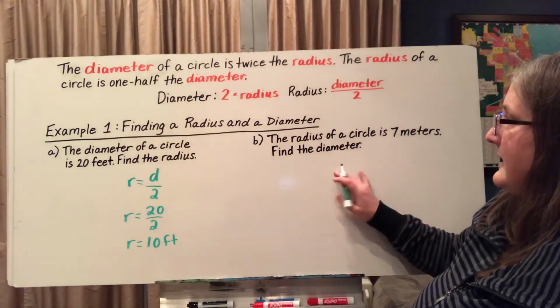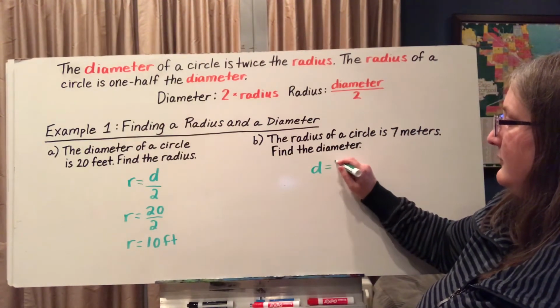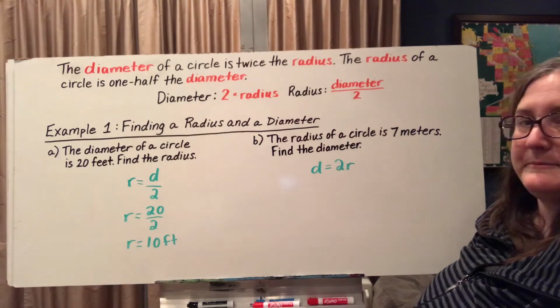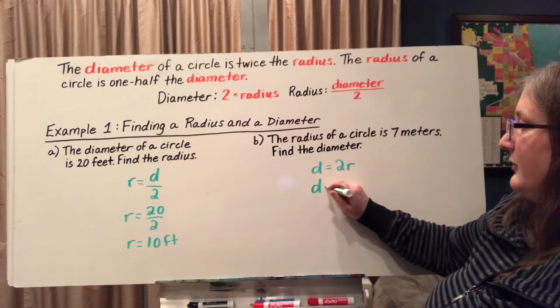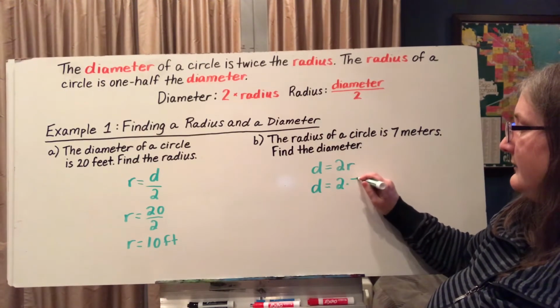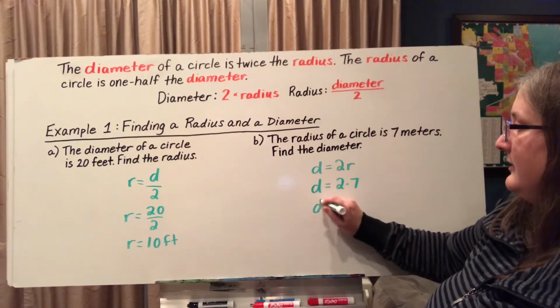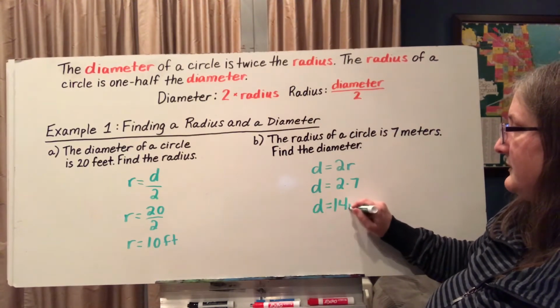Here I'm looking for my diameter, so I'm going to use my diameter formula. The diameter is the length of 2 radiuses. In this case, 2 times 7, so my diameter here is 14 meters.